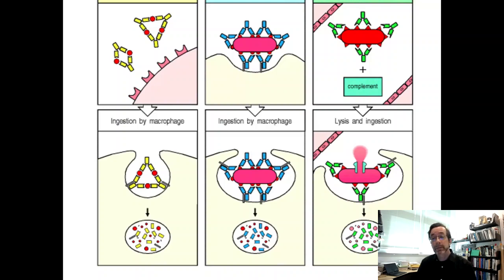Macrophages can do that too. That's the blue antibodies. And then the green antibodies show complement, which can also be ingested by macrophages, but there are some parts of complement that are cell independent.